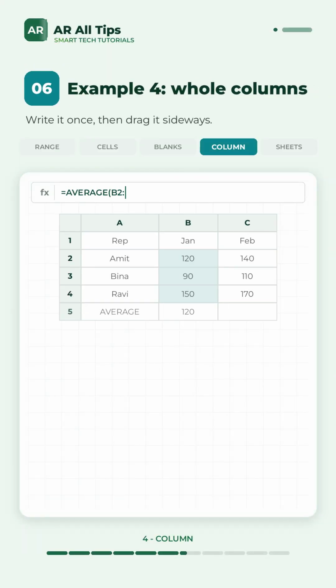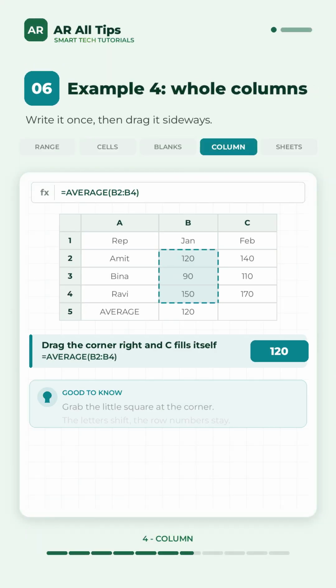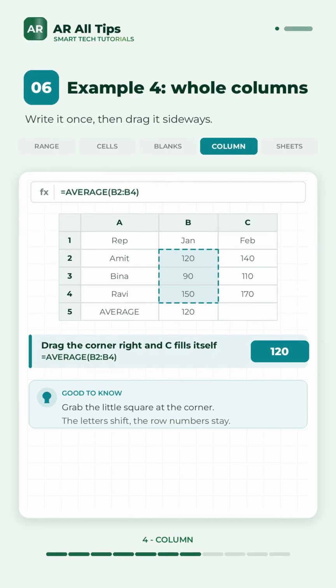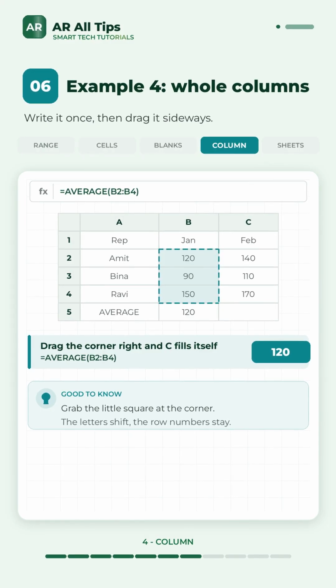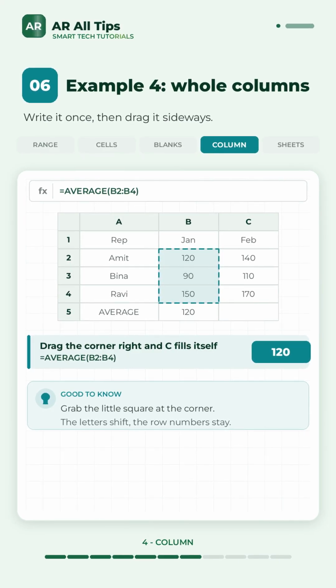Example 4. You've got Jan in column B and Feb in column C. Write it once for B. Then grab that little square at the bottom right corner of the cell and drag it across. The letters shift, the row numbers stay put, and C fills itself in. One formula, however many months you've got.